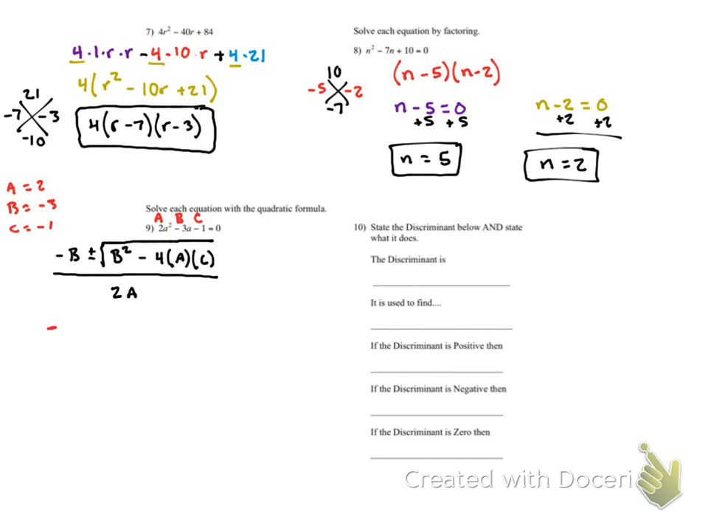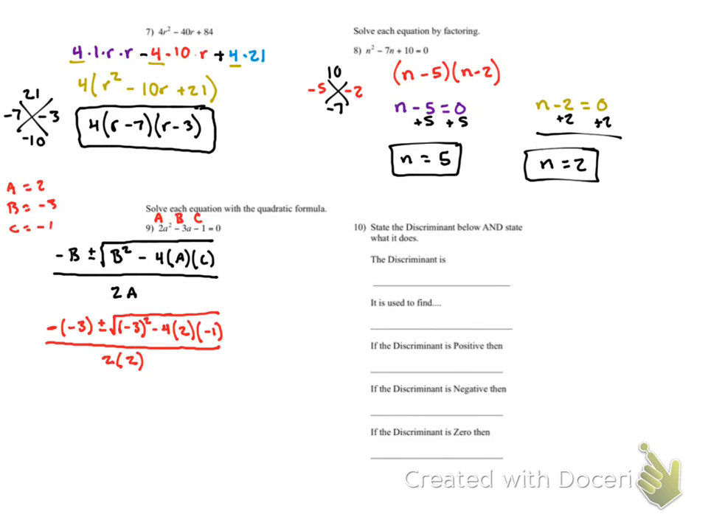So let's go ahead and start this off. First thing, I'm going to bring this negative from the formula. Then we're going to plug in b. b is negative 3, plus or minus the square root of b, which is negative 3, squared, minus 4 times a times c, all divided by 2 times a, which is 2 times 2.